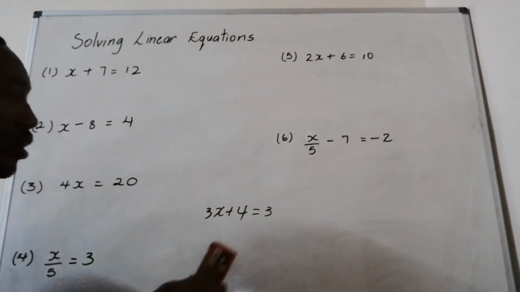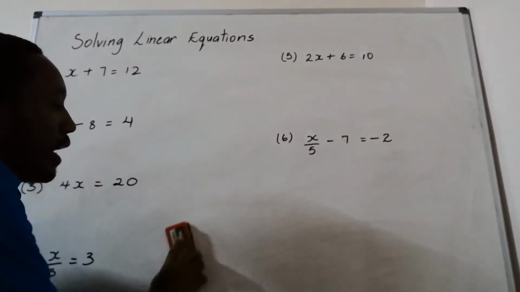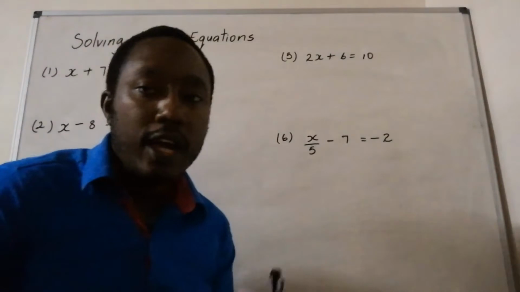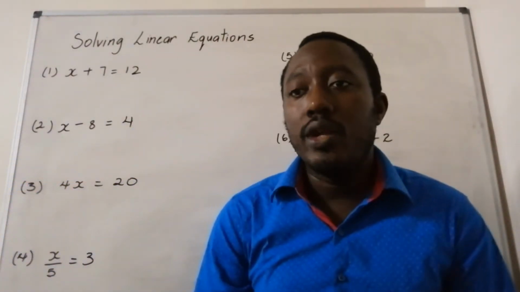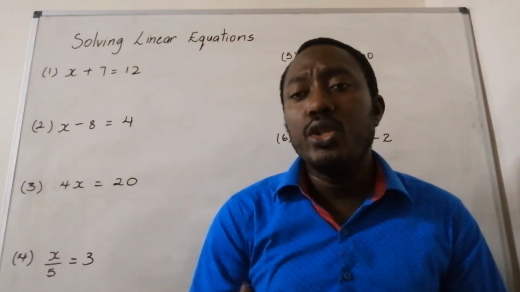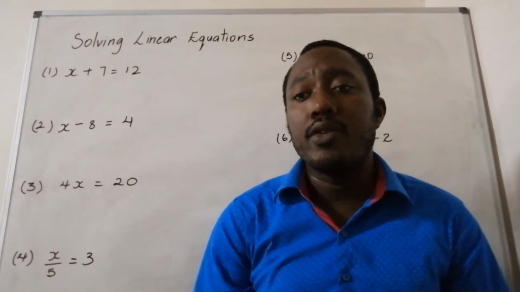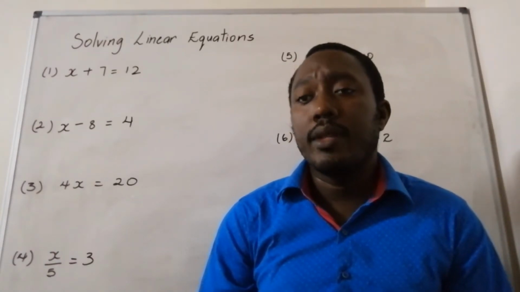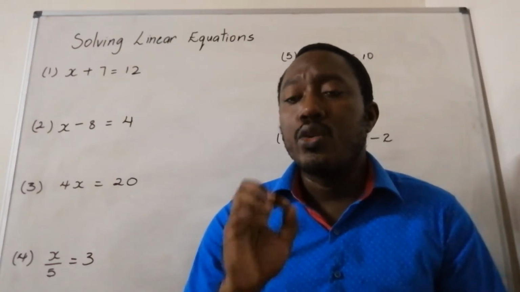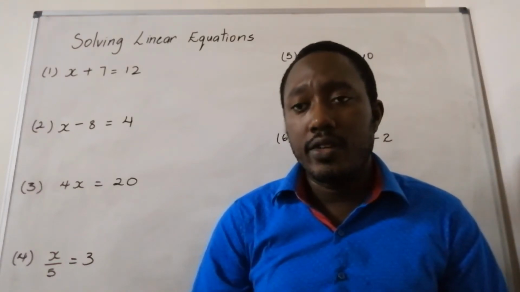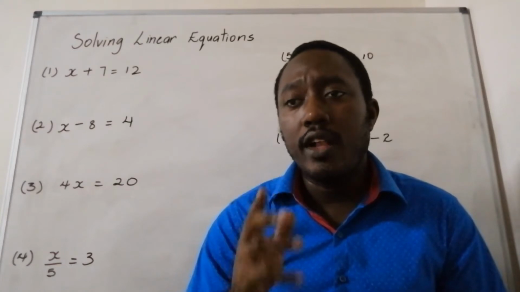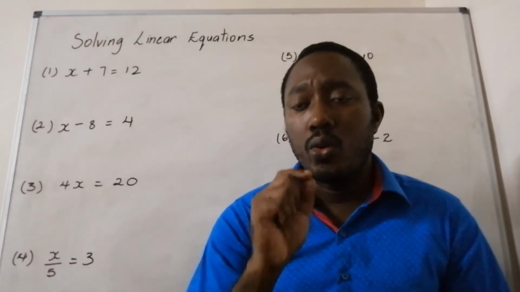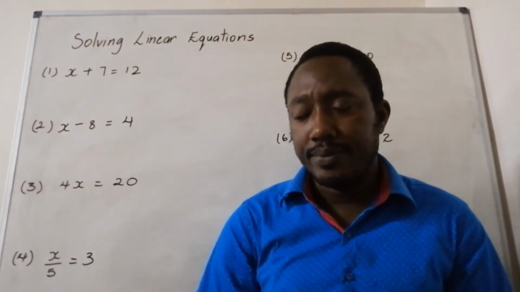So when we're solving an equation, there is an unknown quantity known as a variable. Usually this variable is represented by a letter. We want to know what this variable is. So when we're solving linear equations, we're finding out what the variable is.